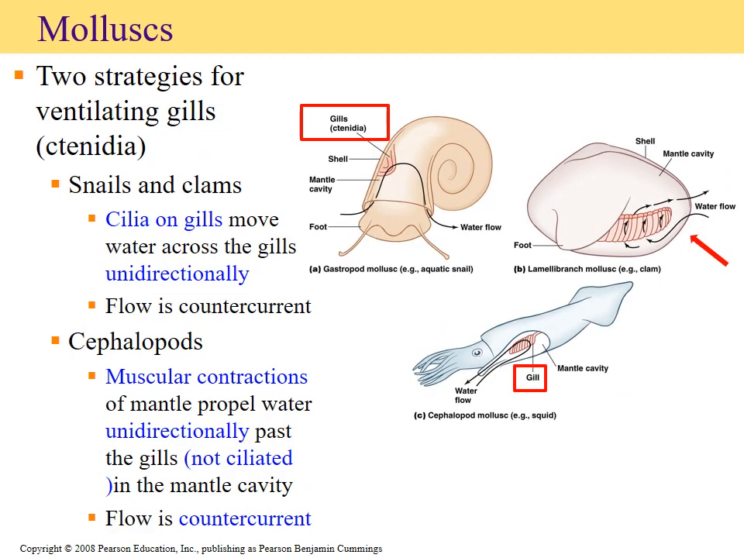How about if we take a look at the mollusks? So if we start taking a look at animal models like our little snail right there, our clam, or our octopus and our squid. Well, what we see happening is that in this category, we can have two different mechanisms of ventilating the gills. It's all going to rely on whether you're going to use the cilia or if you're going to use muscular contractions. So let me show you what I mean with this.